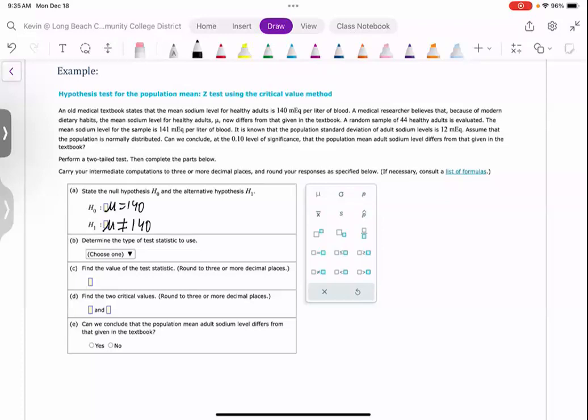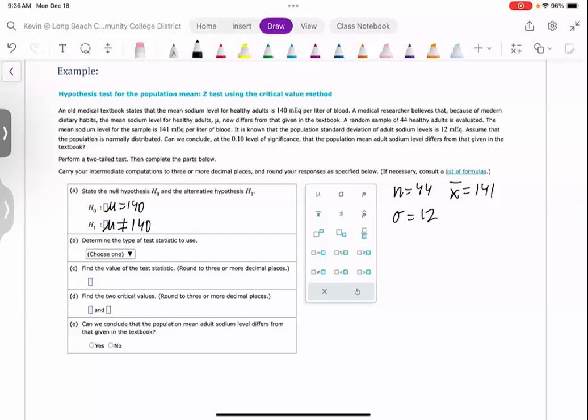It says a random sample, so N is 44 in this case, of healthy adults is evaluated. The mean sodium level for the sample is 141. The population standard deviation of the adult levels is known, so sigma is known to be 12. Assume that the population is normally distributed. Can we conclude at the 10% level?